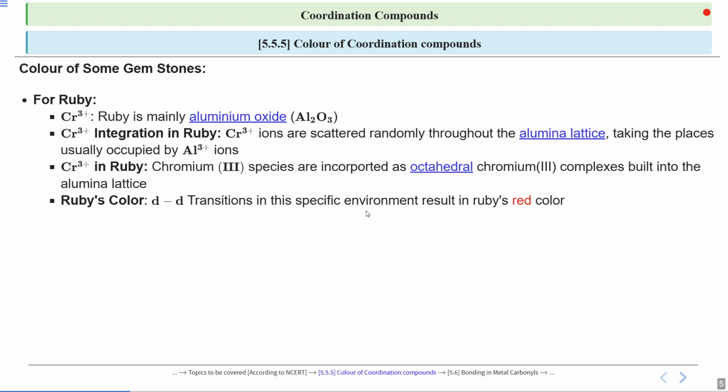Ruby's color. d-d transitions in this specific environment result in the ruby's red color. Why the color? Because we have studied the d-d transition. The d-d transition happens from the ground state to a higher excited state by absorbance of some wavelength of light, due to which it exhibits the complementary color of the absorbed light. In this specific environment, this d-d transition results in the red color of the ruby.